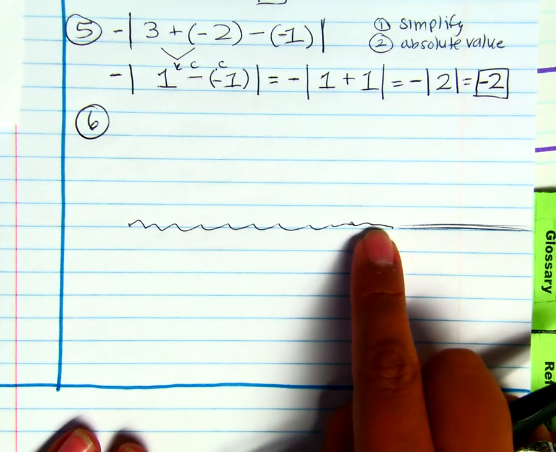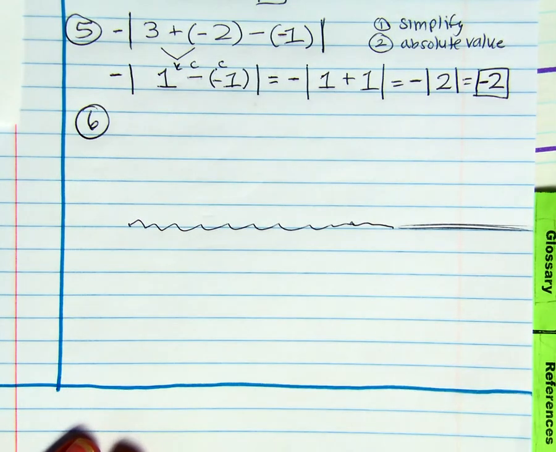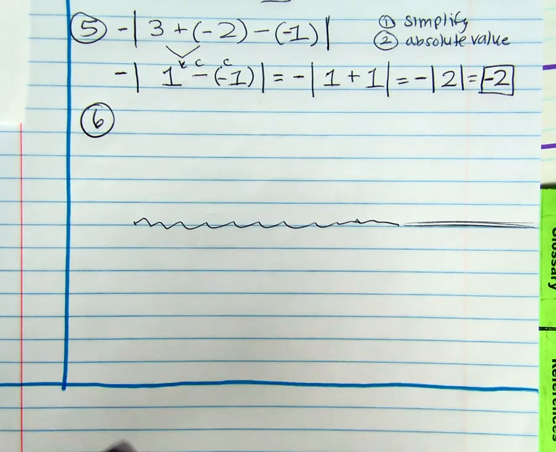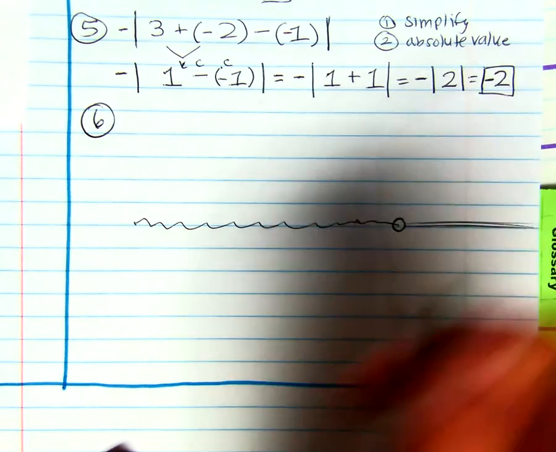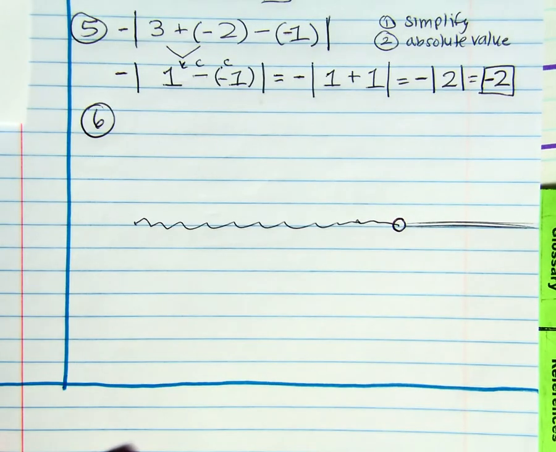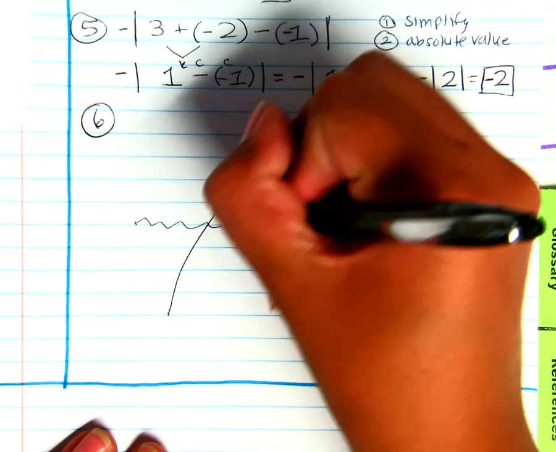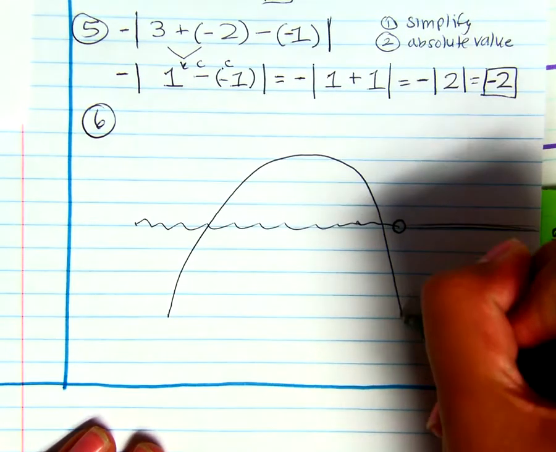So water, what number did we learn sea level is at? 0. 0, right? So this is our 0. 0 is where the water's at. We're going to draw a mountain that is in the water.